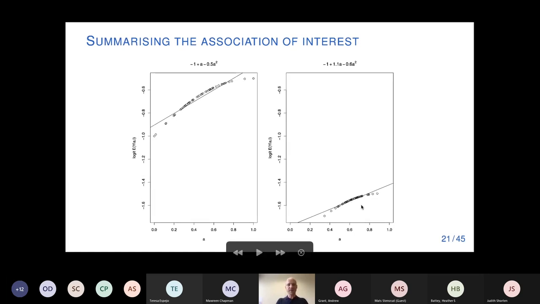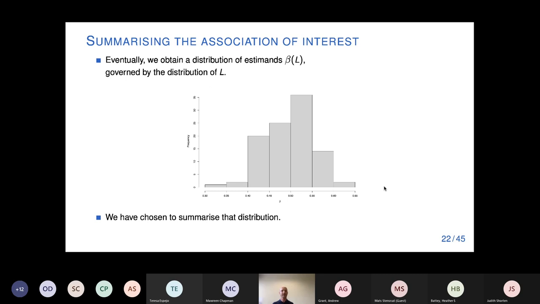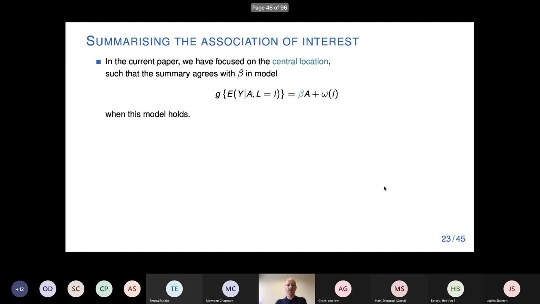In another stratum, this might be how the data generating mechanism looks. Again, we approximate the true dependence between the expected outcome and A by a least squares regression slope. At the end of the day, for each stratum, we may have another beta L. And so eventually we see a distribution of estimands beta L, and we've chosen to summarize that distribution.